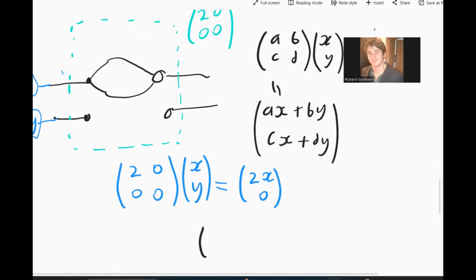So how about this matrix here? This is one of my favorites.